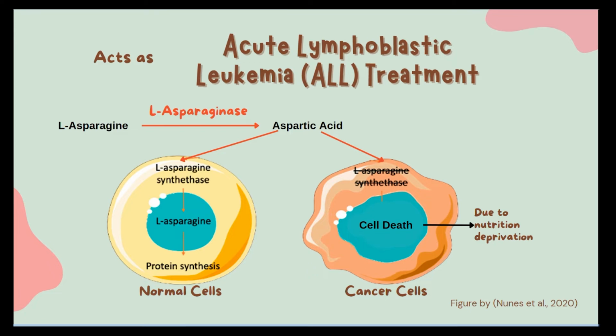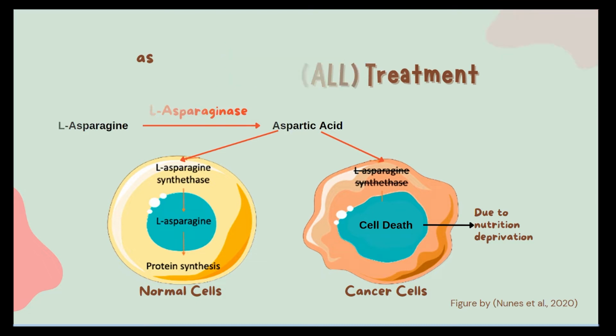How does it work? Cancer cells need asparagine to grow, but unlike normal cells, cancer cells cannot synthesize and produce asparagine to fulfill their needs. The presence of L-asparaginase helps to convert the circulating asparagine, thereby depriving cancer cells of a key nutrient and causing them to die. Next, what are the steps to produce L-asparaginase?